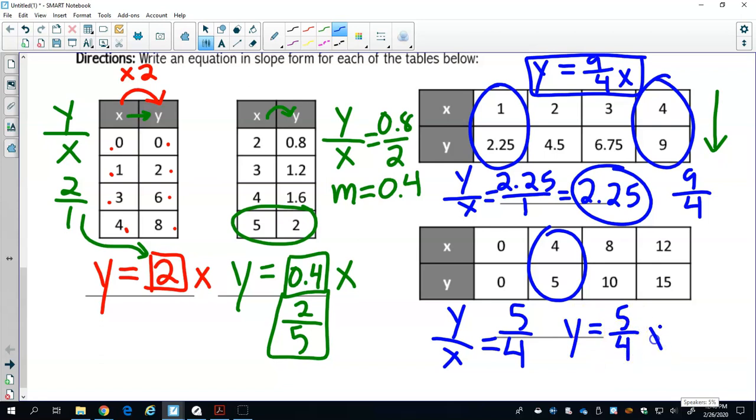You can leave it as an improper fraction. For slope, you can leave it as an improper fraction because you need the rise over run. If you got it as a decimal, it would be 1.25. 5 divided by 4 is 1.25. So you might even have 1.25x.